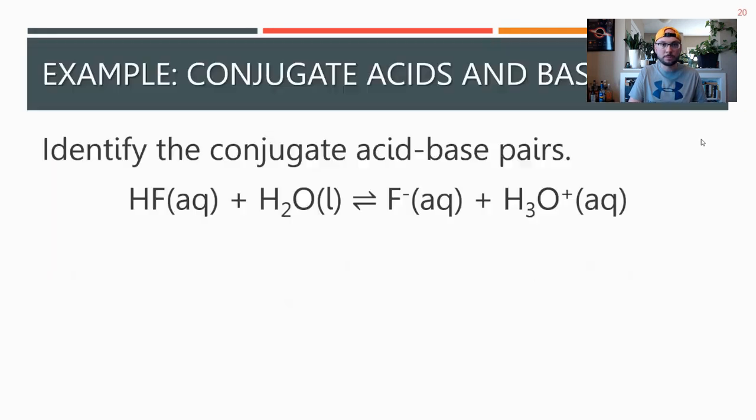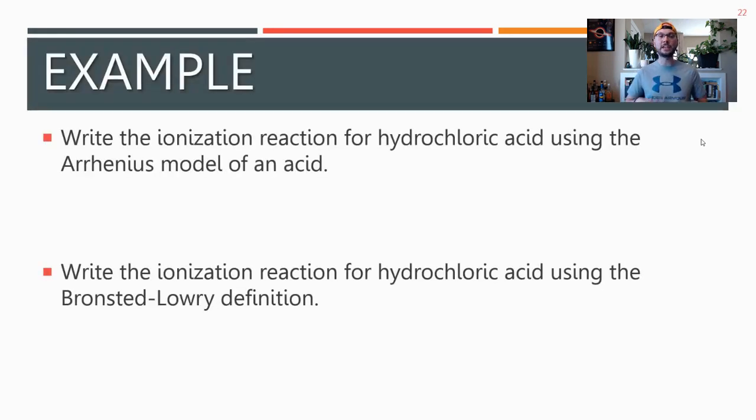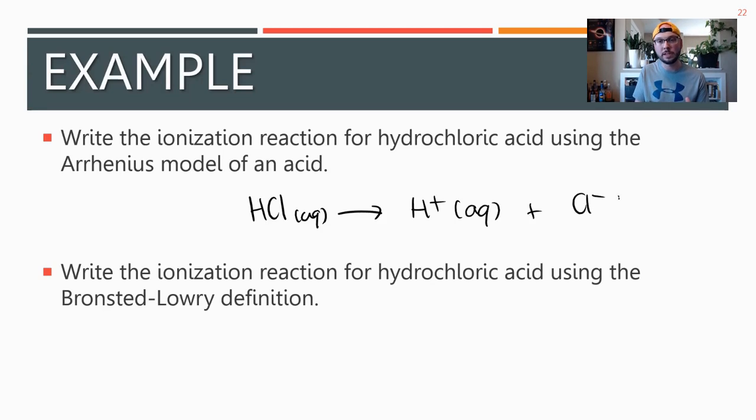Okay, so what we're going to do here is write the ionization reaction for hydrochloric acid using the Arrhenius, and then we're going to do the same thing using the Bronsted-Lowry. So the Arrhenius is the simpler one. So HCl breaks down into H plus aqueous and Cl minus aqueous. Okay, so let's just double check that that matches the definition. The definition of the Arrhenius is substances contain H plus, check. And it ionizes to form H plus ions. Check.